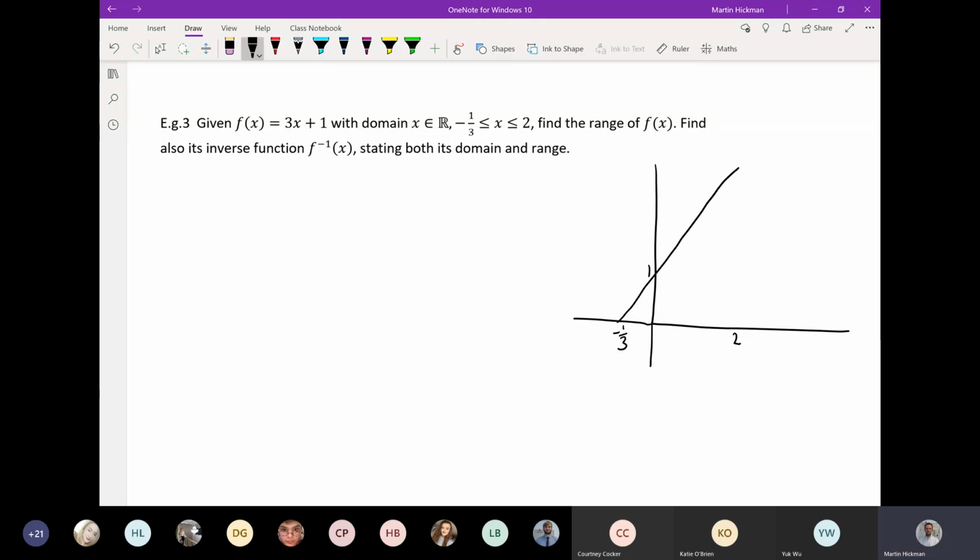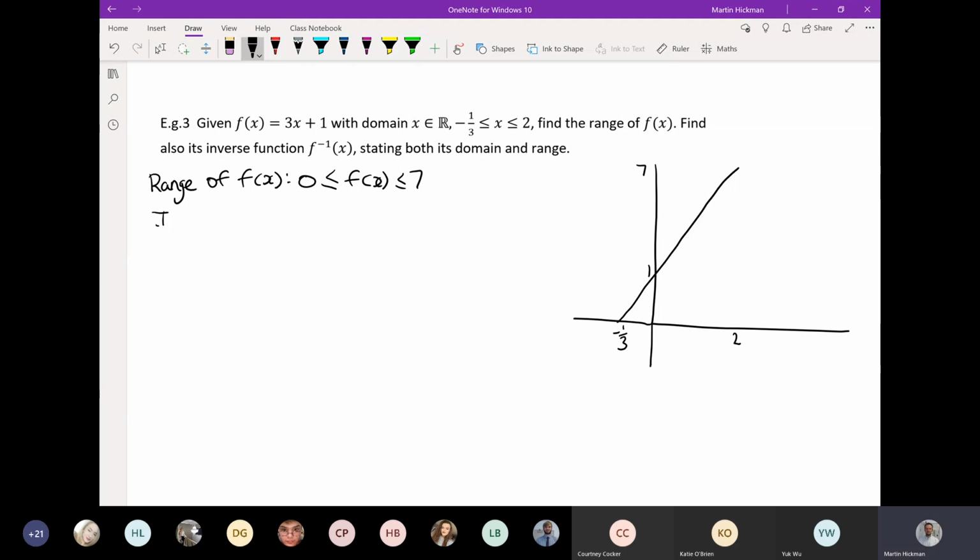And if we're finding the range of f of x, make that clear, range of f of x, then we can see that it goes between 0 and then when I put in x equals 2, I'm going to get my greatest value. So when x is 2, I get y is 7. So this is just going to go between 0 and 7.